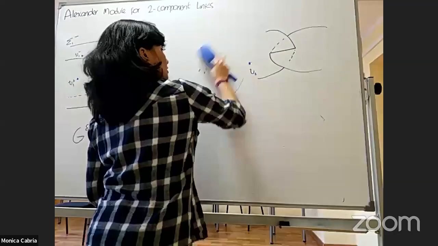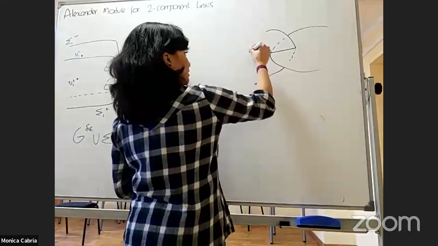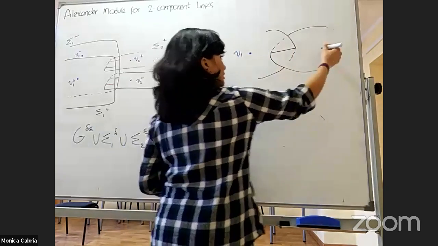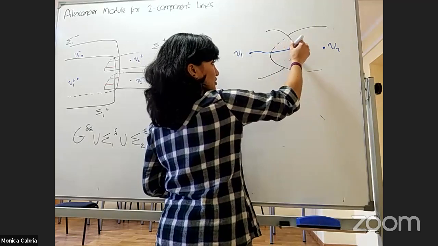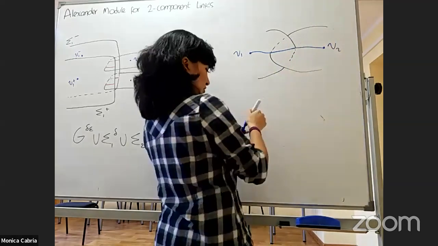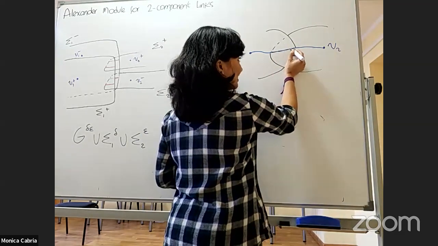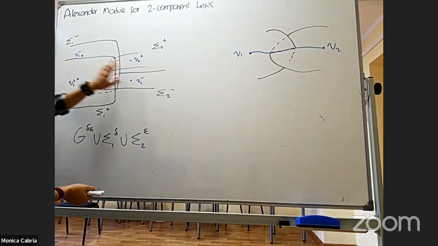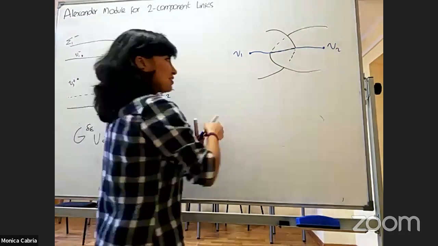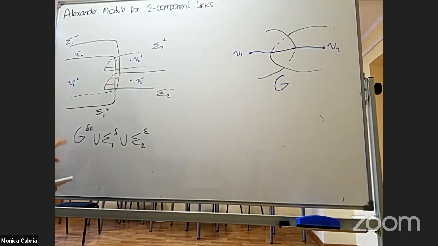Okay, I'll erase this one, because this is for more clasps. So here I have V1, and here I have V2, and I'm just joining them by one edge. This is the intersection. So this is our graph G. And what's going to happen on this side?